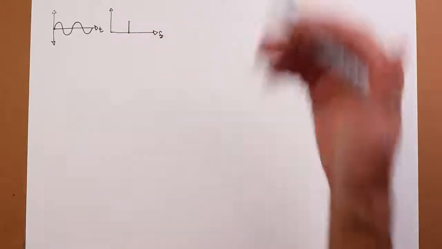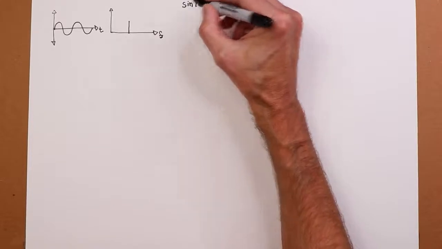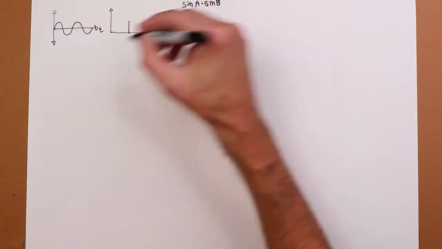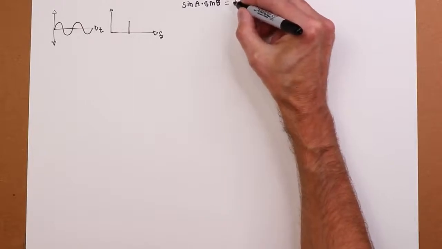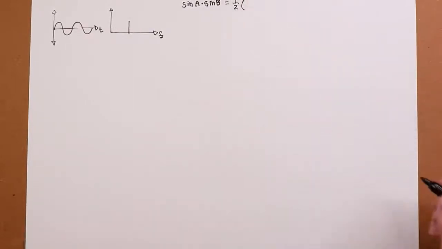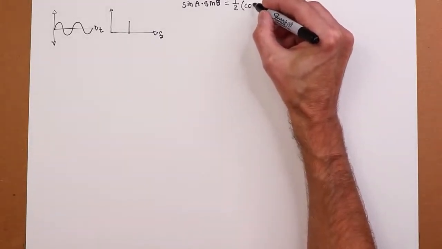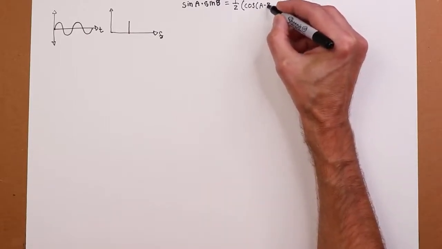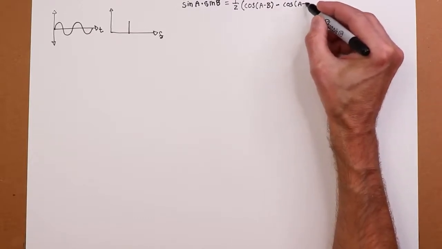Now, let's take a look at some trig. This will be of good use to us. If we took sine A and we multiply it by sine B, in other words, two different frequency sine waves at A and B, this trig identity says that that product is equal to 1/2 the cosine of A minus B minus the cosine of A plus B.